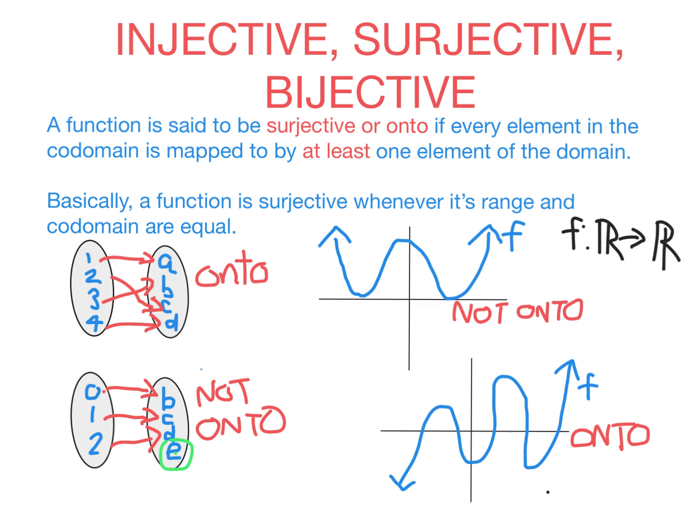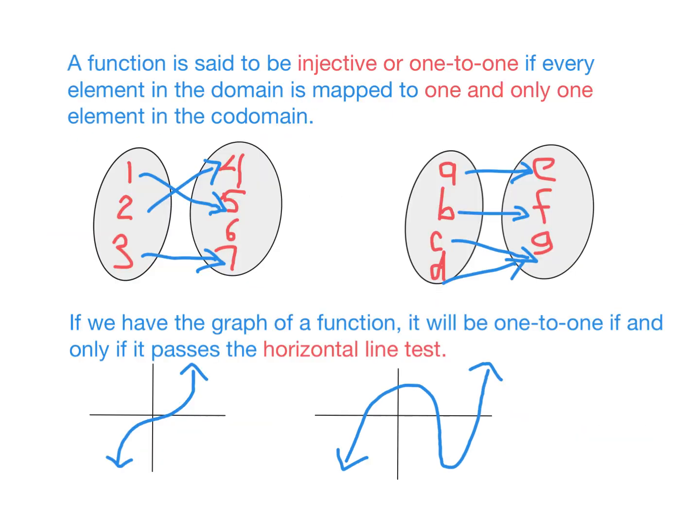All right, let's now take a look at what it means to be injective. So a function is injective or one-to-one if every element in the domain is mapped to one and only one element in the codomain. Again, I'm hoping that definition will become a lot more useful to you after we do some examples. So let's look at this function here, that's clearly a function. It turns out that this one is injective or one-to-one.